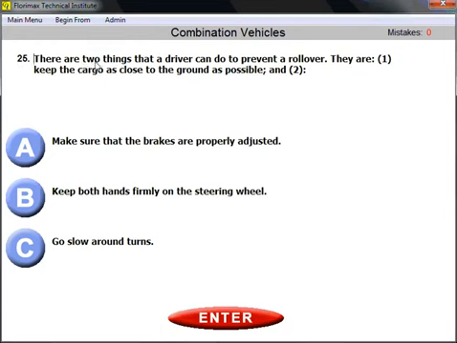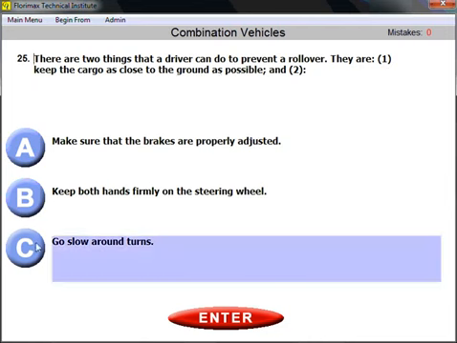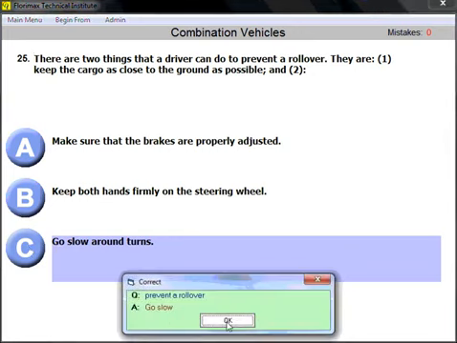Question number 25. There are two things that the driver can do to prevent a rollover. Again, you are given one and you need to point out which one is the second. The first one which is given is: keep the cargo as close to the ground as possible. So you definitely know which one the second is: go slow around turns. Obvious, okay? Yes, go slow.